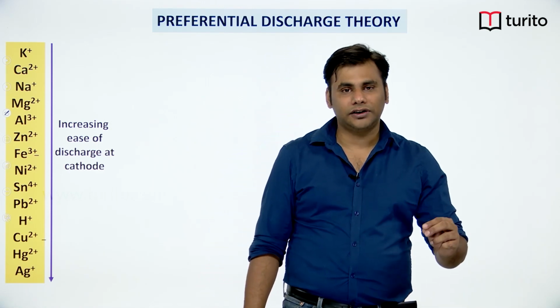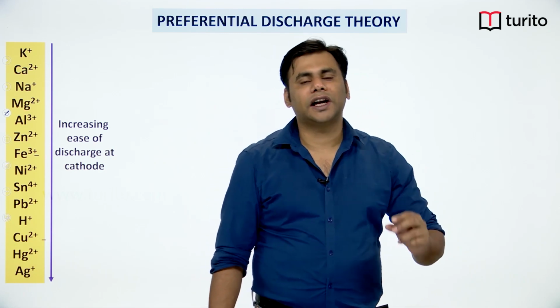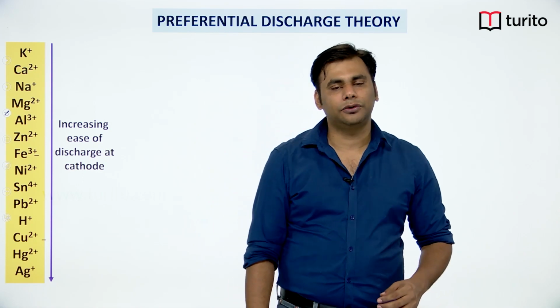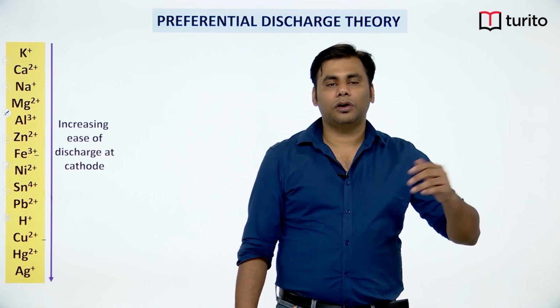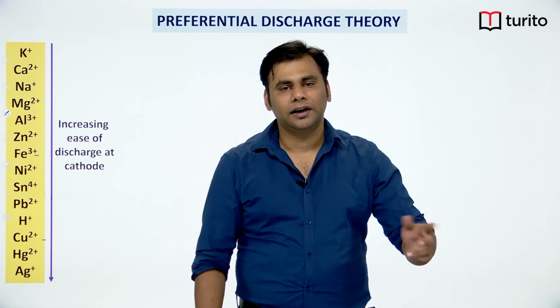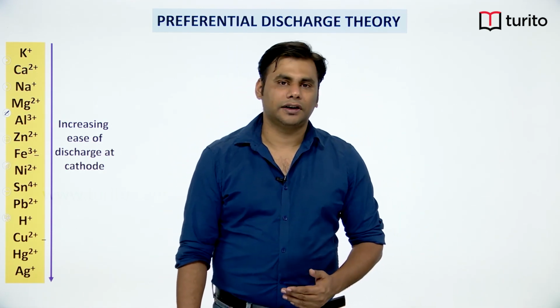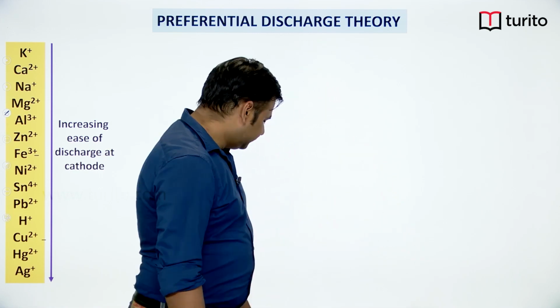Okay, so you need to understand the external EMF which has been given to you. We can discharge all the ions that are present in the solution preferentially, or we can also discharge only one of the ions depending upon how much potential we have applied from the external circuit. I hope this is clear to you.